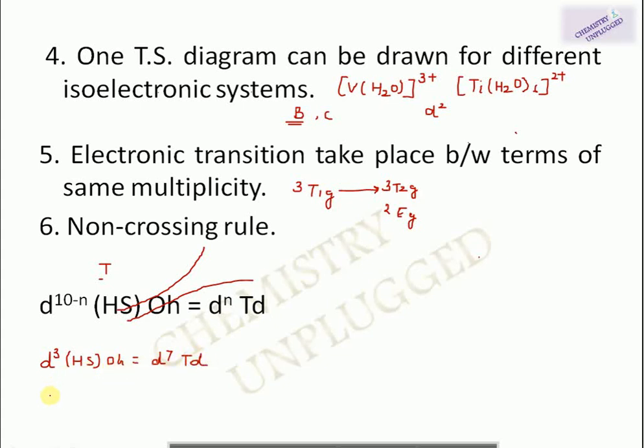Similarly, for a d8 high spin octahedral complex, the pattern will be similar to d2 tetrahedral. In this way we can identify which high spin octahedral complex pattern will be similar to which tetrahedral complex. So next, d2 and d7 electronic configurations have almost similar types of splitting for octahedral complexes. And if we compare them with tetrahedral complexes, this will be equal to d8 and d3 tetrahedral complexes.